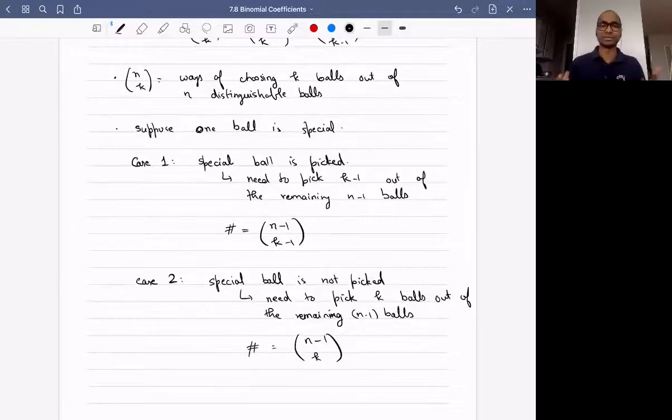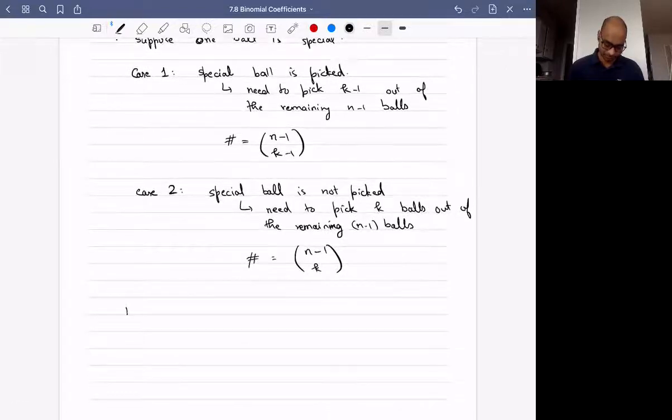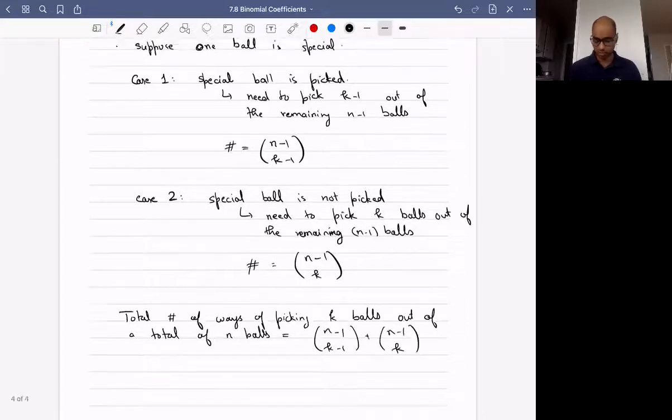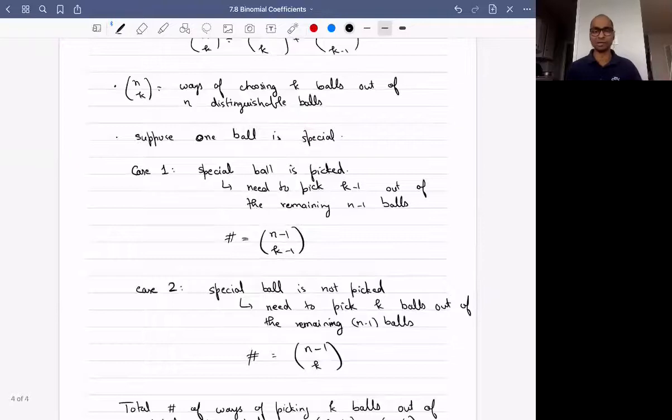But now these two cases are exhaustive. That is, either I have picked the special ball or I don't pick the special ball. So the total number should be the sum of these two. And so the total number of ways of picking k balls out of a total of n balls is n minus 1 choose k minus 1 plus n minus 1 choose k. But we also know that this number is n choose k.